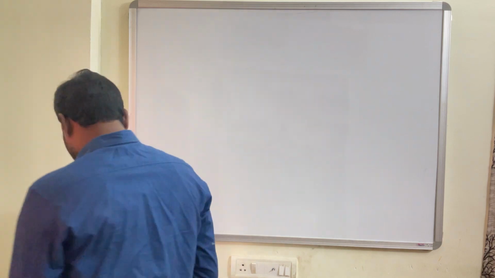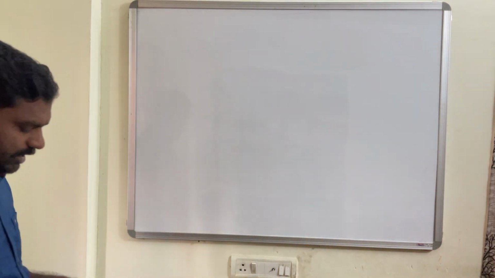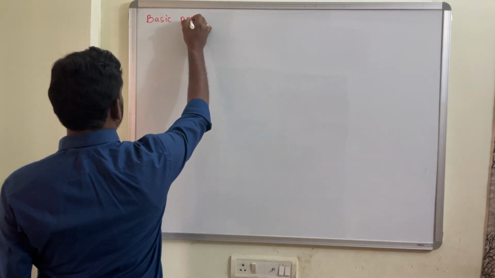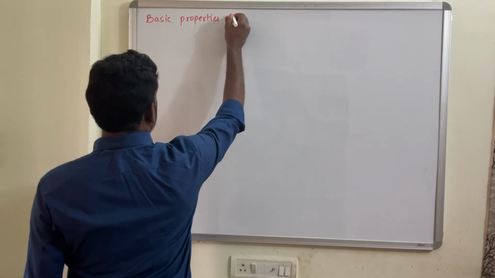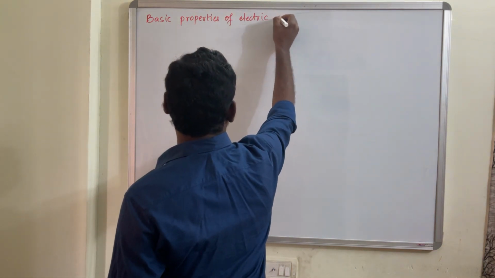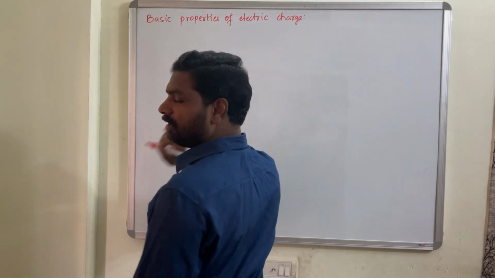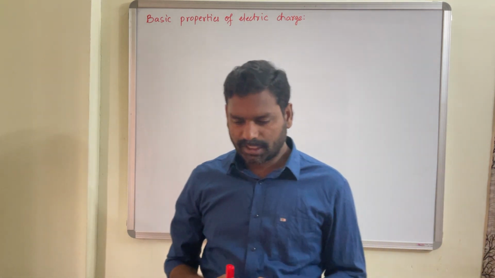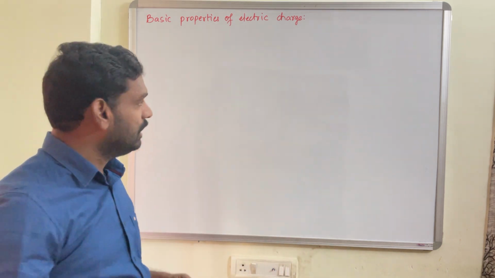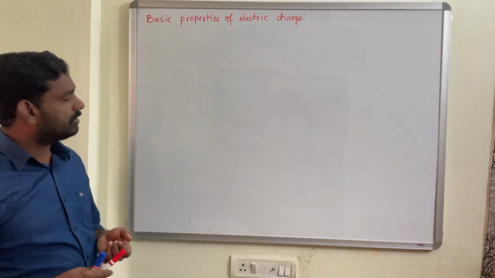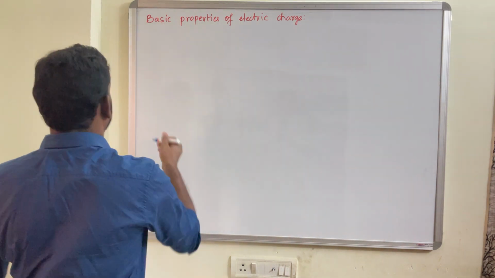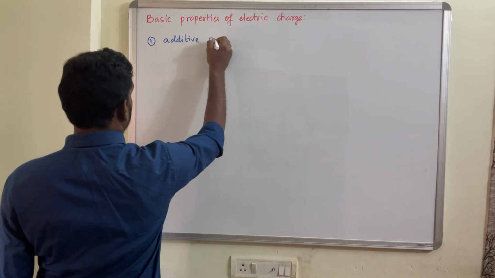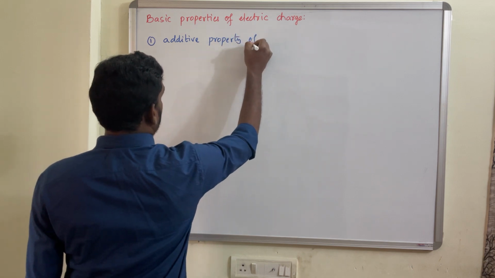So we are now going to discuss the basic properties of electric charge. Like in mechanics, we have physical quantities like vectors and scalars. Vectors have magnitude and direction as well. Scalars have only magnitude. In a similar fashion, charges also have some properties. The first property is the additive property of charge.